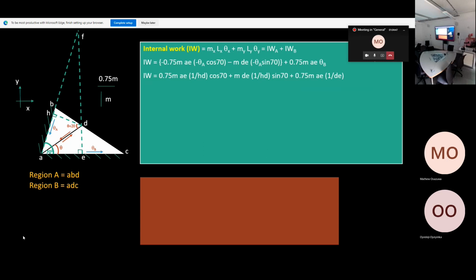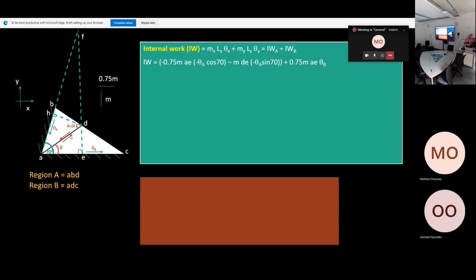Now when you take region B, this region here, this vector here has no component in the y direction. You agree? It only has a component in the horizontal direction. So there is nothing here for the vertical. There is only the horizontal.